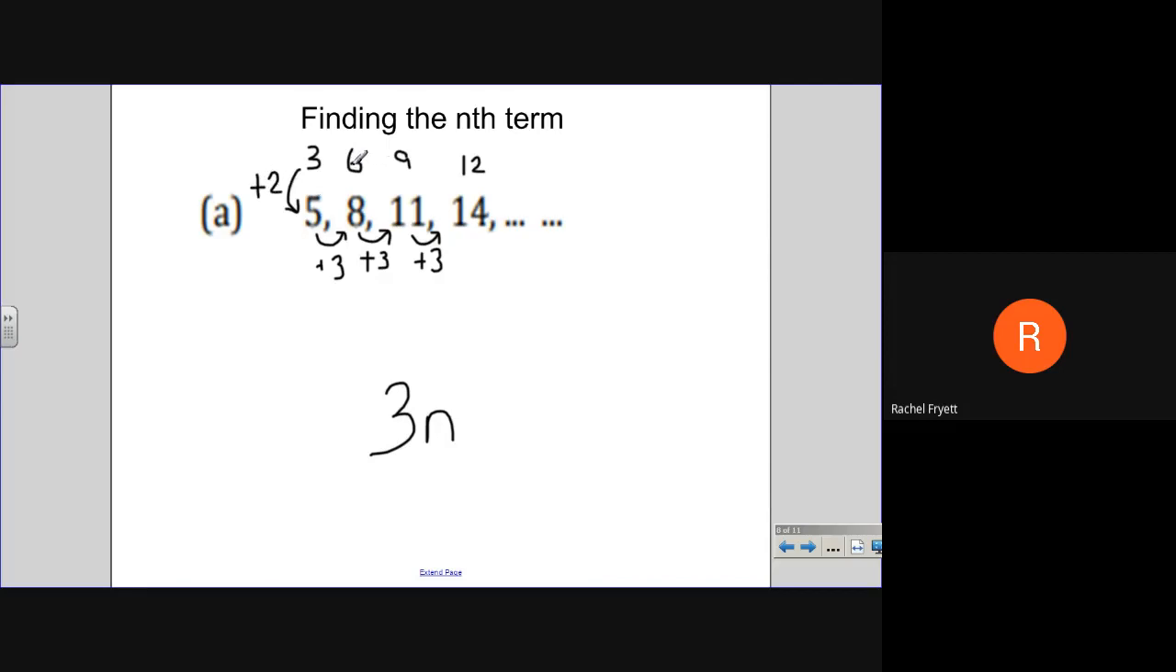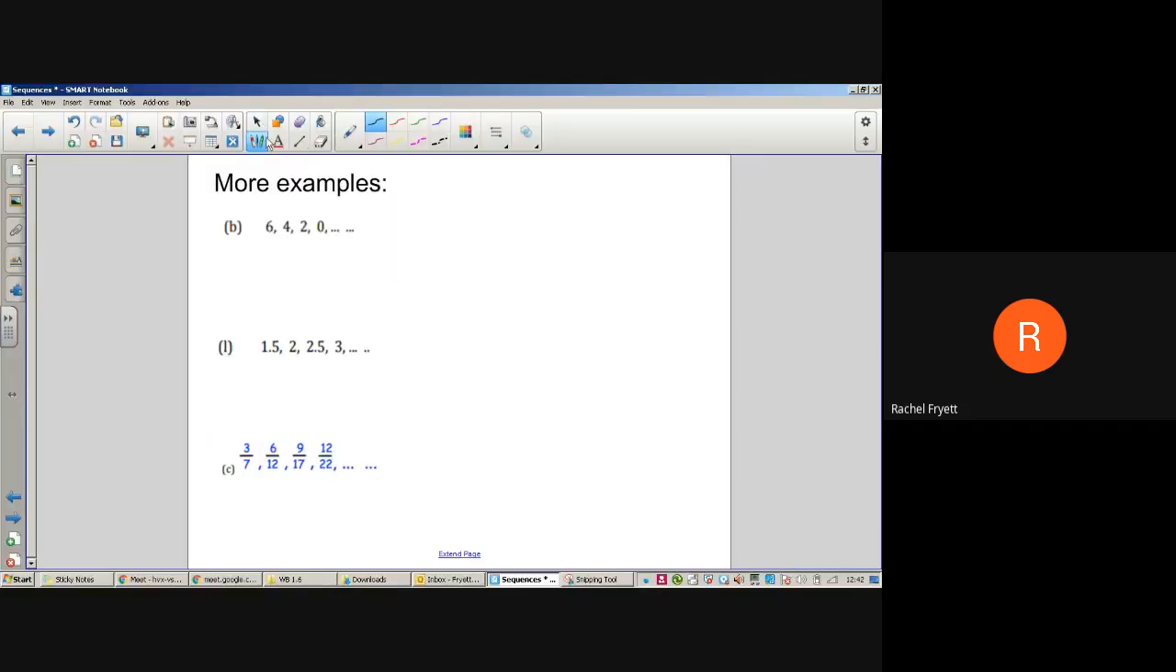Let's check. 6 add 2 is 8. 9 add 2 is 11. 12 add 2 is 14. They all work. So I put add 2 on the end there. Okay. So again, I'll do a few more examples.